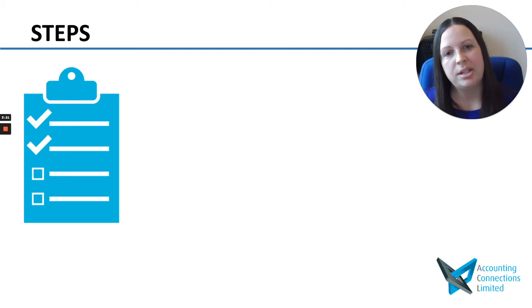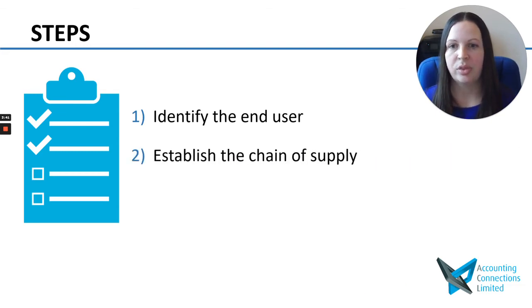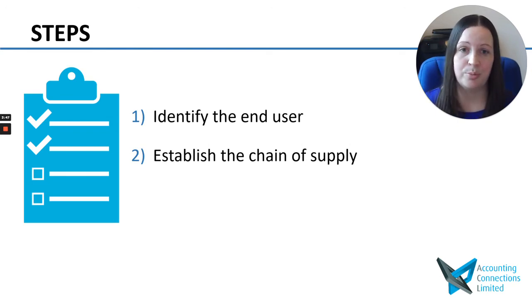So in order to establish whether you fall under the rules or not, there are 3 steps that you need to go through in every project. Firstly, you need to identify who the end user is. Who is the last person receiving the building and construction services? Who is then not passing them any further up the chain? Secondly, who is the chain of supply? How many of you are there in this chain, and where do you fall specifically within it?